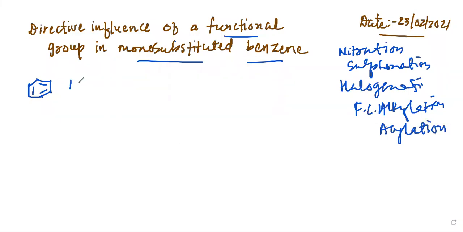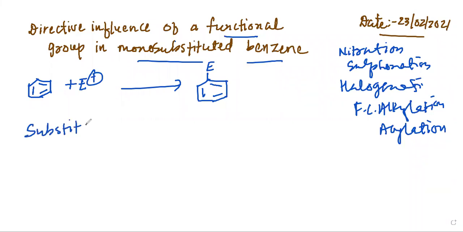Now, what happens if there is an attack of an electrophile? We get the electrophile bonded to the benzene ring. This is what generally happens. Now, when we have the substituted benzene, we may have two types of substituted benzene.